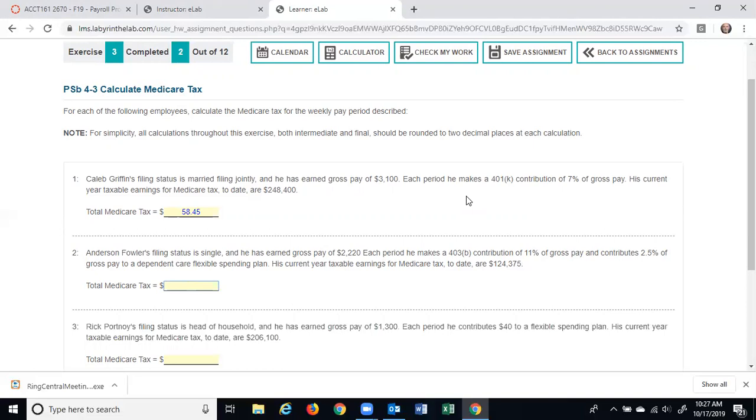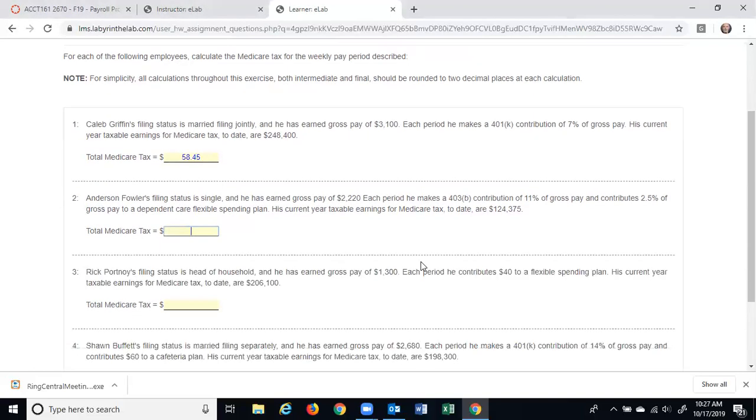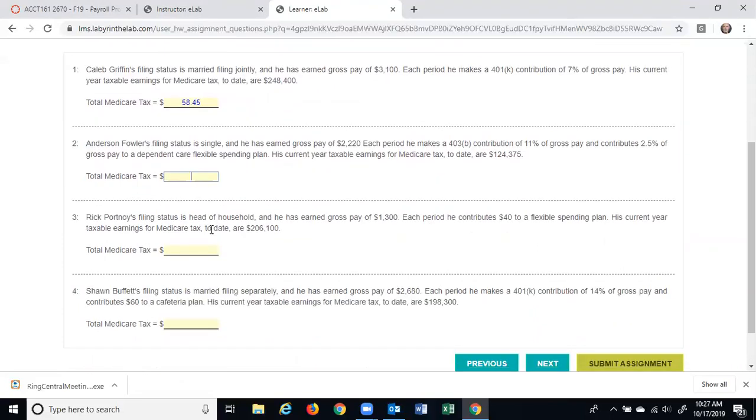All right, so that pretty much demonstrates how to do that. The only thing that can make these problems a little bit more complicated is when we have a deduction, a non-taxable deduction from the employee's Social Security and Medicare. So let's see if we can find one here.